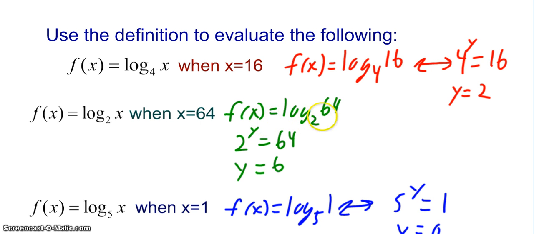f of x equals log base 2 of 64. 2 to the y equals 64. So 2 to the what power equals 64? That's 2 to the 6th.